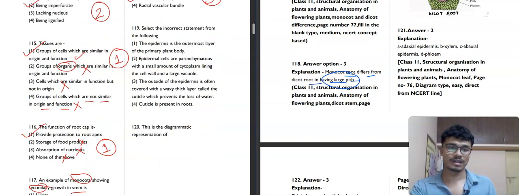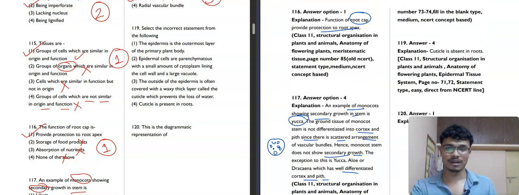Now we'll move towards the next question, that is question number 119. Select the incorrect statement from the following. Okay, let's read all the statements. The epidermis is the outermost layer of the primary plant body. Absolutely correct. Epidermal cells are parenchymatous cells with a small amount of cytoplasm lining the cell wall and a large vacuole. It is also correct. All the statements are given in NCERT.